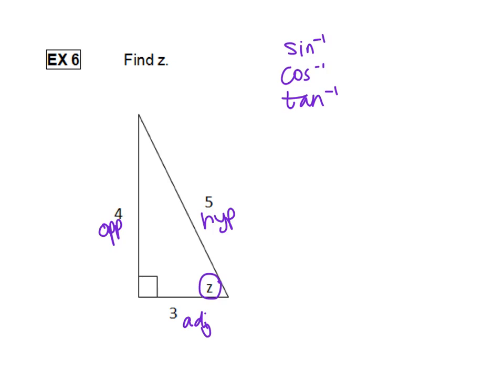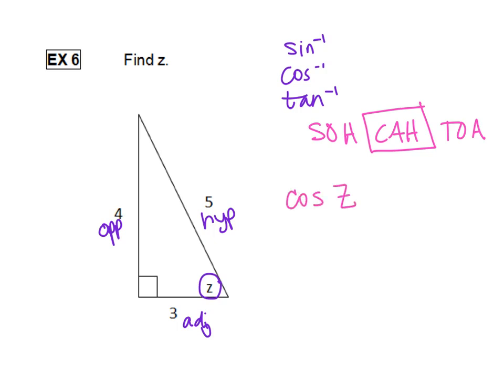All right, so because all 3 sides are labeled, it honestly doesn't matter which one you use, sine, cosine, or tangent. So if we think about SOHCAHTOA, maybe you have a favorite, I don't know. Let's go ahead and use cosine. I don't think we've used that one in a couple examples. So cosine of our angle z is going to be equal to the adjacent side, which is 3, over the hypotenuse, which is 5. Now, we know that cosine of z equals 3 over 5.